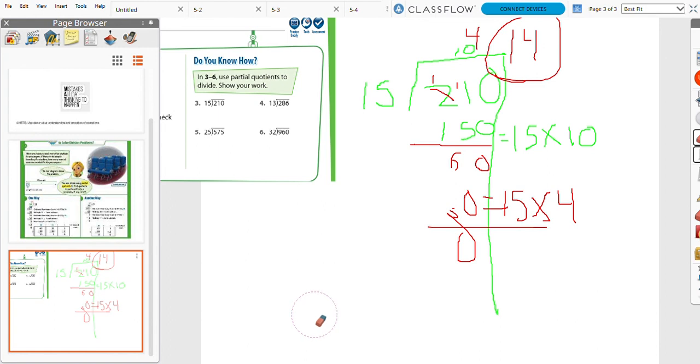But don't have numbers all over the page. Try to keep your problem nice and neat, lined up, working your way down. It's going to help you when we move into other methods.